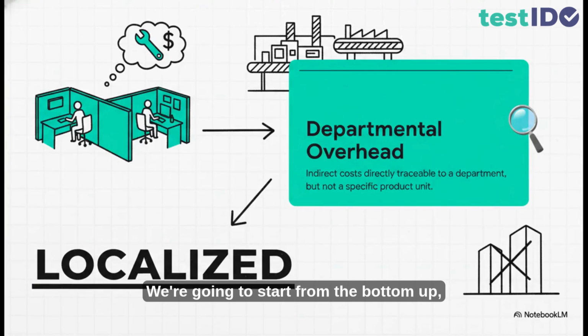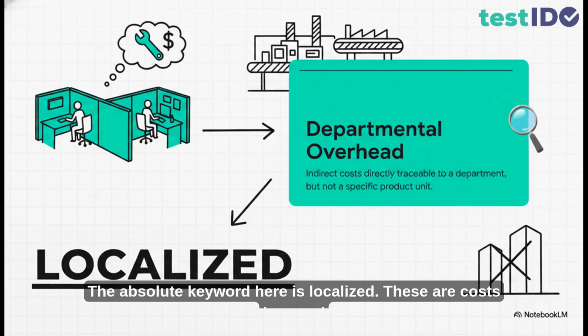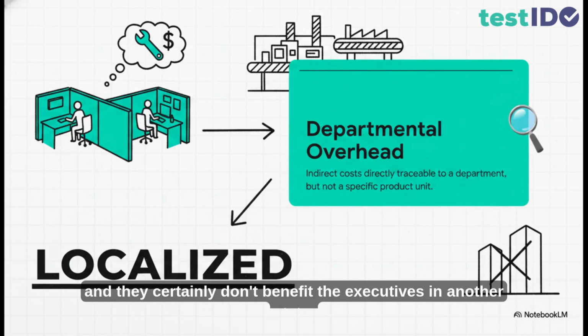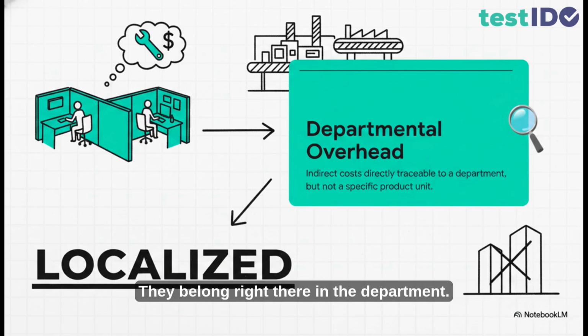We're going to start from the bottom up, standing right there on the factory floor. Here is the formal definition you need to lock in. Departmental overhead is made up of indirect costs that can be traced directly to a specific department, but not to a specific unit of product. The absolute keyword here is localized. These costs are incurred for the sole benefit of that one specific operational unit. They don't help out the folks across the street, and they certainly don't benefit the executives in another state. They belong right there in the department.